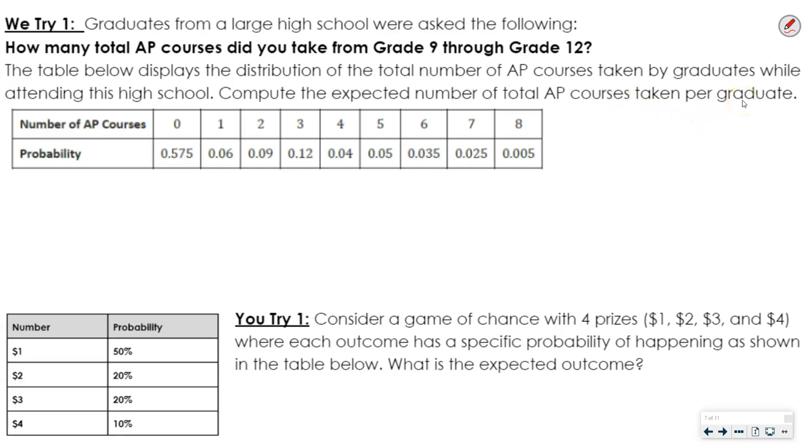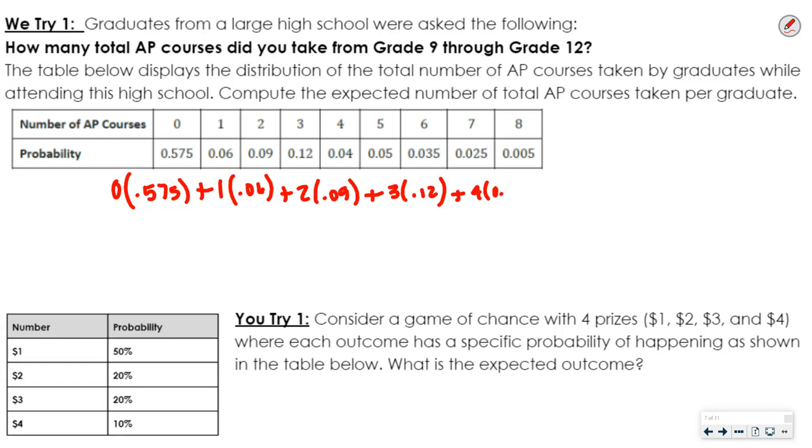Now notice this is a different question, right? But the way we're going to do it's the same. So we're going to take our 0 times our 0.575 plus our 1 times our 0.06 plus 2 times 0.09 plus 3 times 0.12 plus 4 times 0.05. Great if I could actually write.